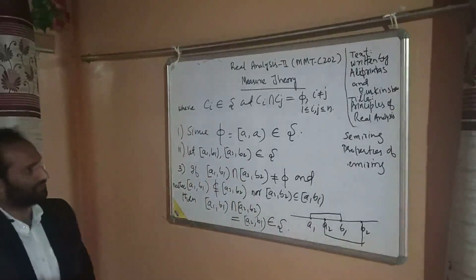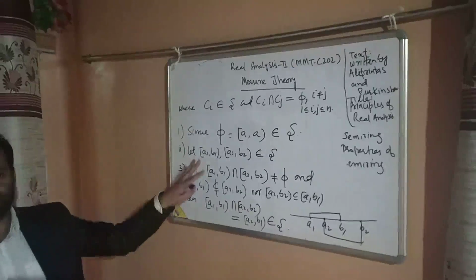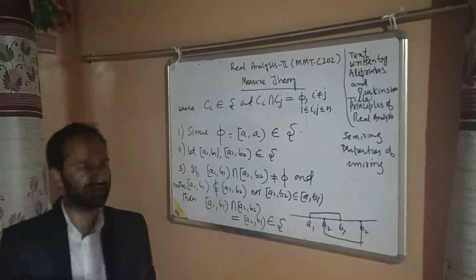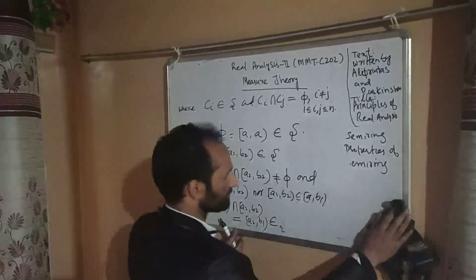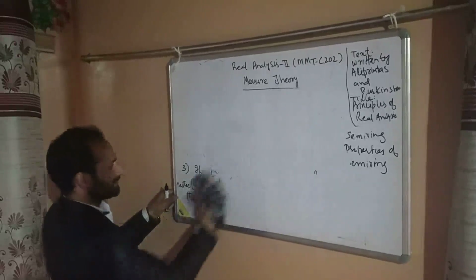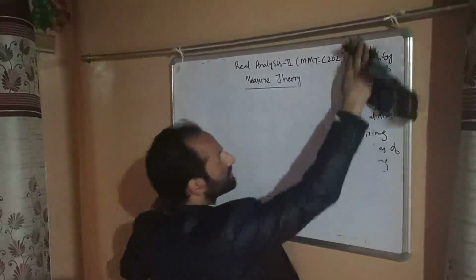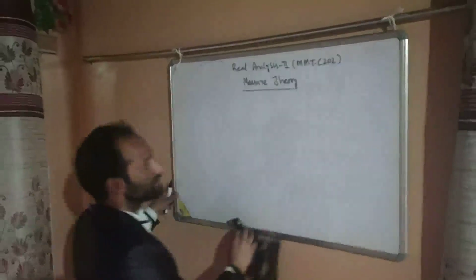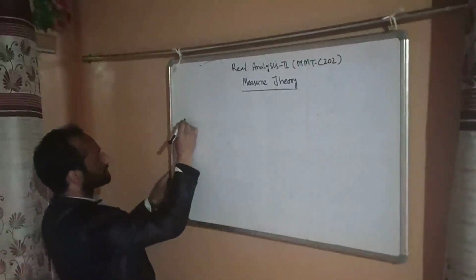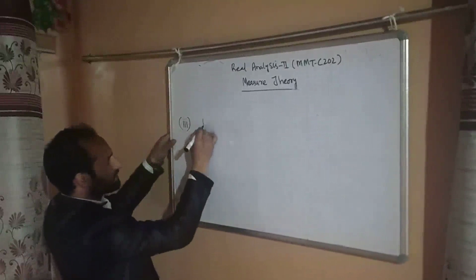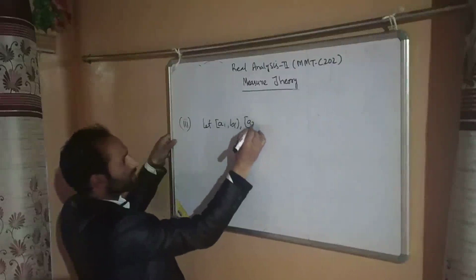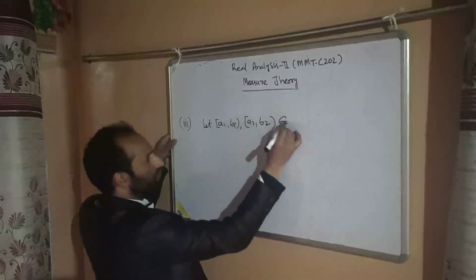Now we verify the third property. The third property means if I choose any two members of S, then their set difference must be equal to the finite disjoint union of members of S. So let's check the third property. Choose any two members of S. Let A1, B1 and A2, B2 be any two members of S.